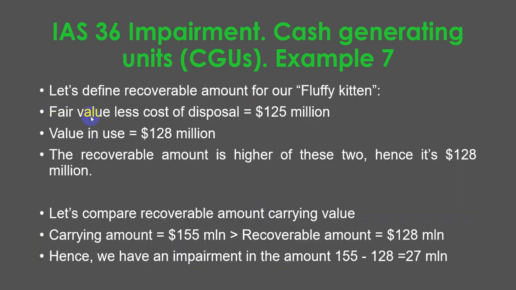Let's look. Yes, that's correct here. Transferred fair value less cost of disposal is $125 million and value in use is $128 million. The recoverable amount is the higher of these two, hence it is 128 million. So the recoverable amount in this case equals the value in use, and here it's 128 million. Let's compare now recoverable amount and carrying value. Our carrying value of the cash generating unit is $155 million.